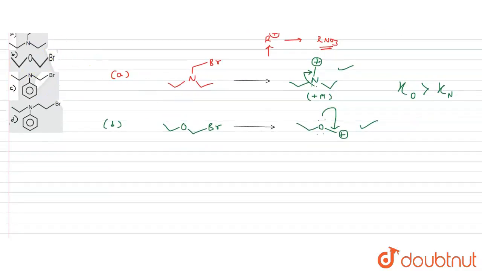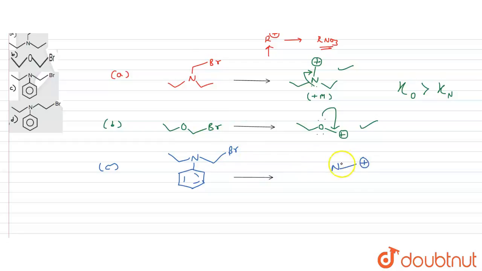Another option here has a benzene ring also. If we talk about option C, this is our benzene ring, and this is nitrogen, and this is our alkyl part, with bromine here, and these are the ethyl parts. Now what will happen in this particular case? The reaction will look like this, so that this becomes a carbocation here.